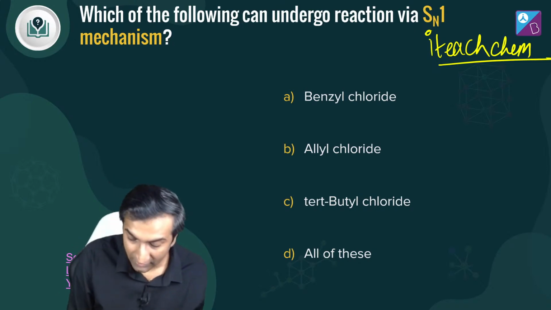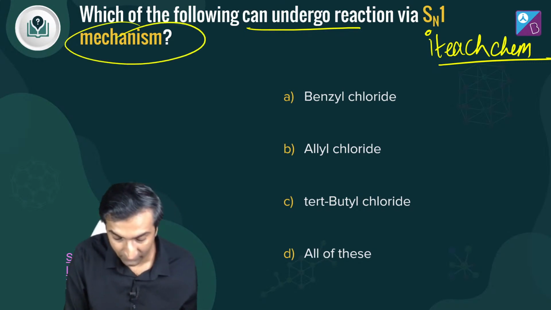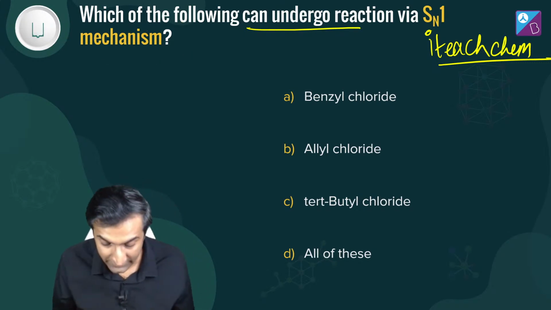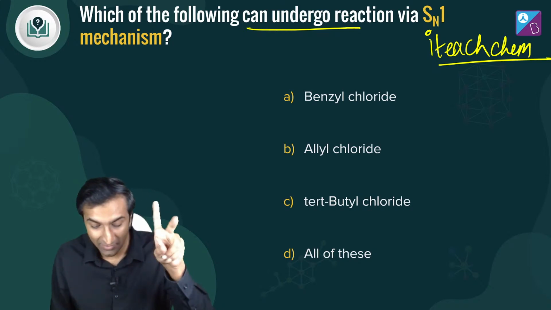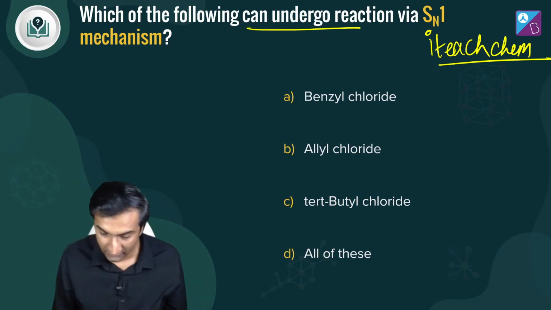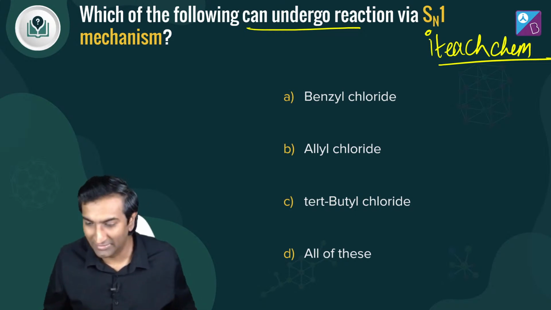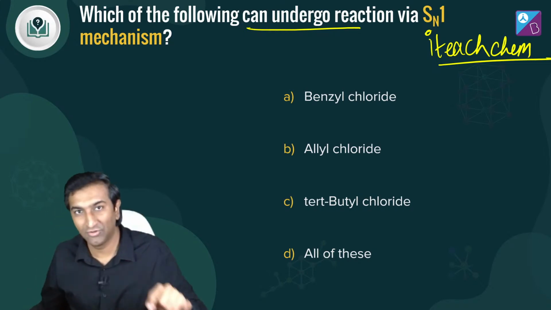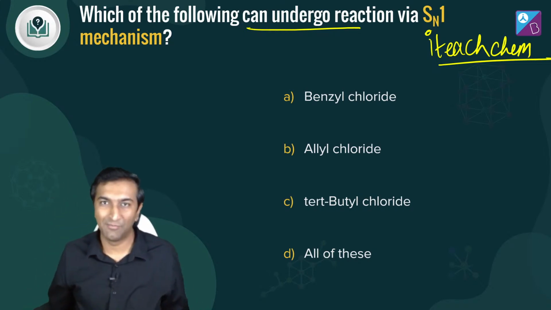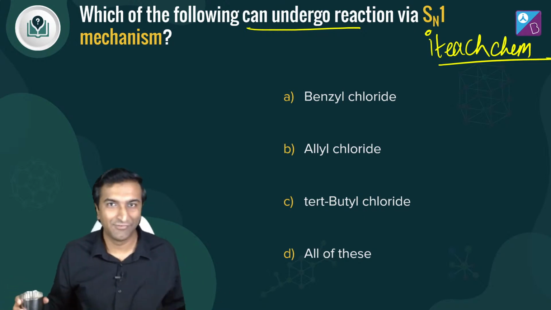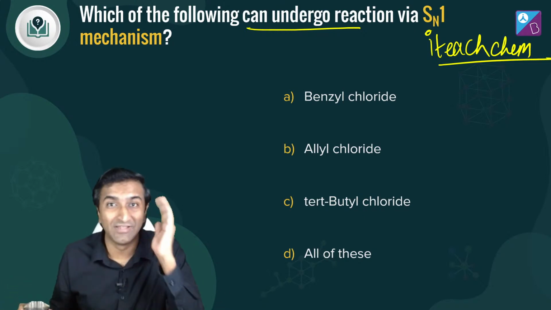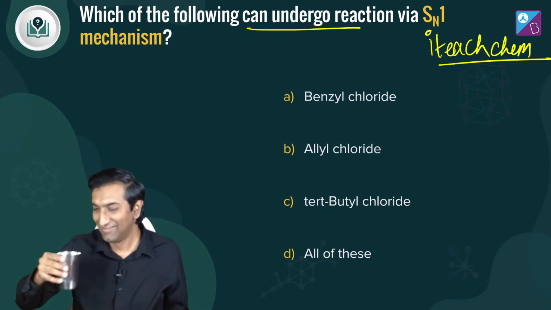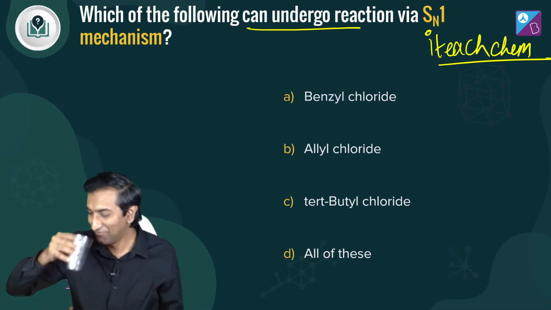Which of the following, this is on Discord and on Telegram, which of the following can undergo reaction by SN1 mechanism? SN1 की हम लोग बात कर रहे हैं. 4 options हैं, benzyl, allyl, tertiary butyl और all of these. हाँ, all of these. जब भी all of these देखते हैं ना हम लोग, यार थोड़ा डाउट हो जाता है. या तो हमेशा all of these होता है, या फिर कभी भी नहीं होता है. It's like such a 50-50. For people who guess, it's their worst nightmare. Right? ले मार्क करे ना करे, मार्क करे ना करे.